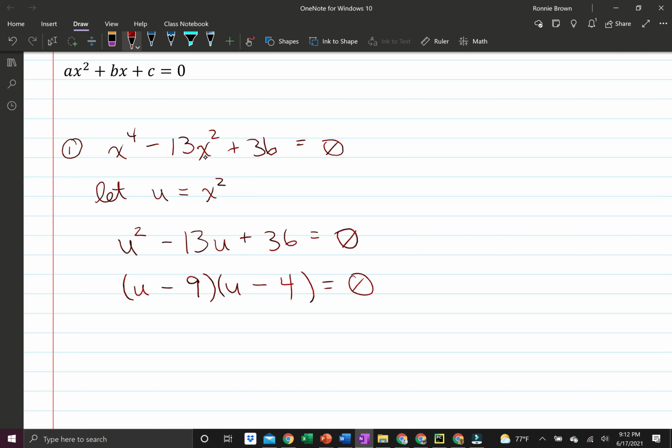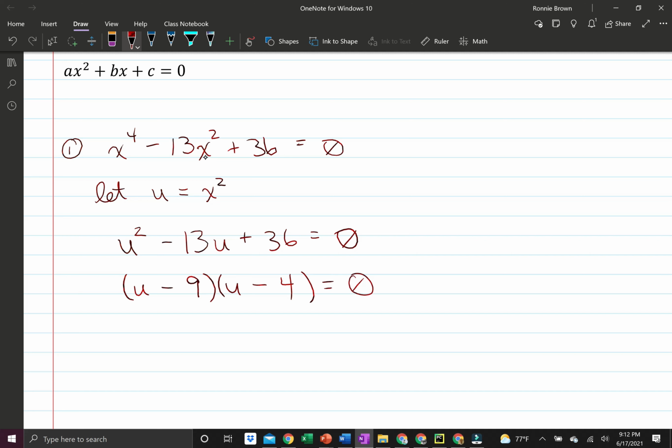The next step is to use the zero factor property, or zero product principle. So we say u minus 9 equals 0, and u minus 4 equals 0. And then we just go ahead and solve each one of these for u. So add 9 to both sides, u is equal to 9. Add 4 to both sides, u is equal to 4.